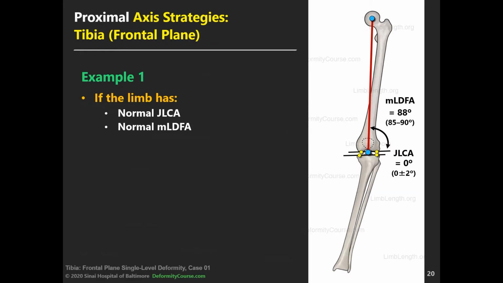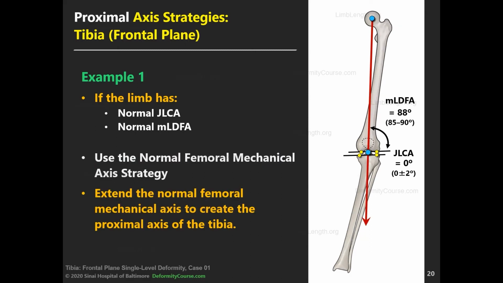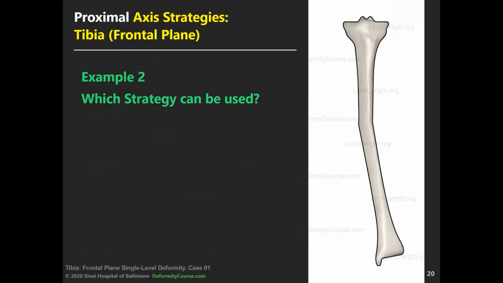In this example, the patient has a normal JLCA and a normal MLDFA, and thus the normal femoral mechanical axis strategy can be used to find the proximal axis of the deformity.